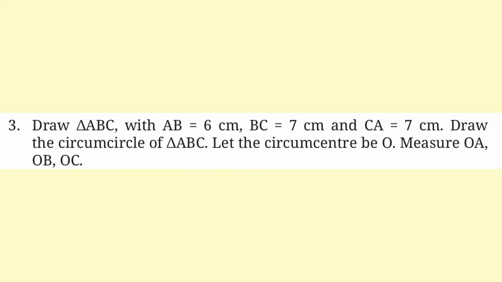Third problem, draw triangle ABC with AB equal to 6 centimeter, BC equal to 7 centimeter, and CA equal to 7 centimeter. Draw the circumcircle of triangle ABC. Let the circumcenter be O. Measure OA, OB, and OC. So let's start the solution.